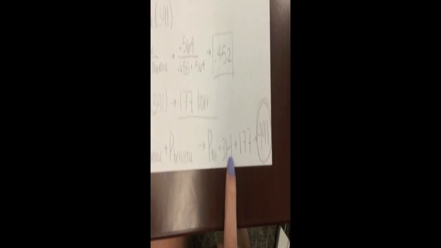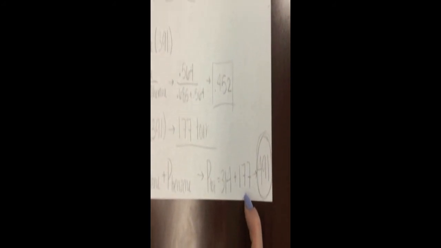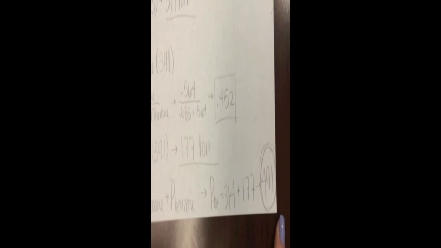Adding them up, 314 torr, the pressure of hexane, and 177 torr, the pressure of benzene, we get 491 torr.